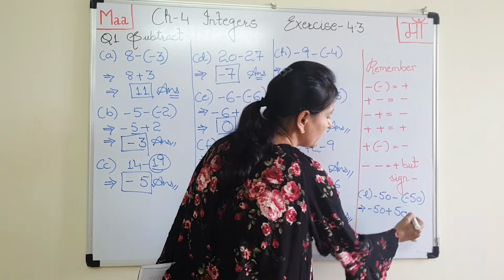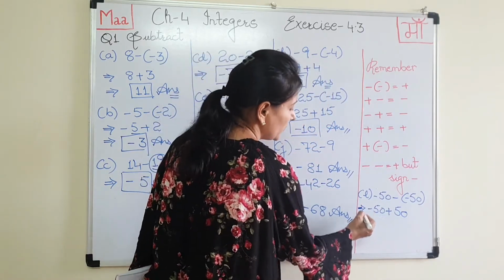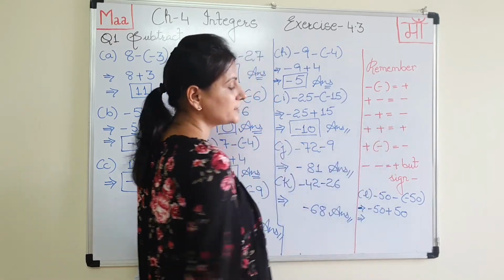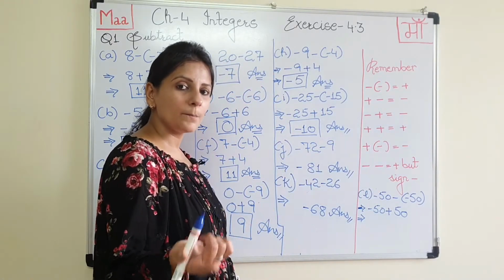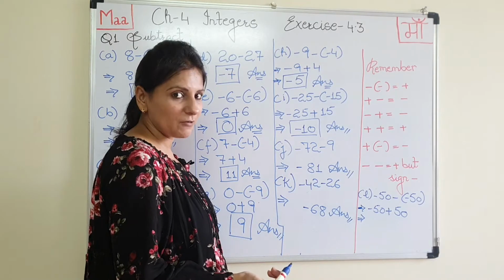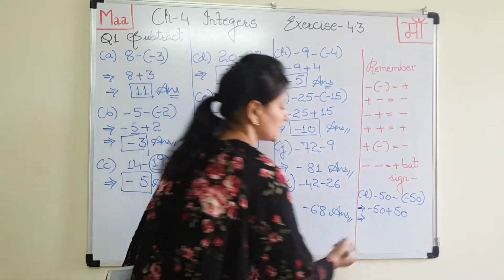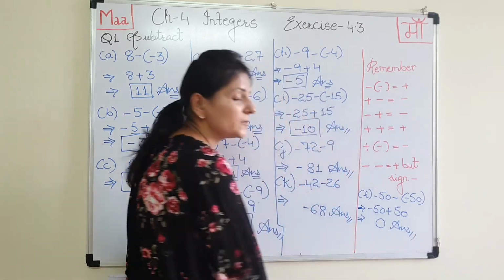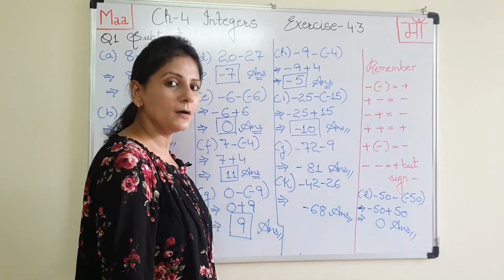Okay, now here see the sign here. Now it is minus and plus. One sign is minus and other sign is plus. So minus plus is minus. So 50 minus 50 will give you what? It will give you, yes, it will give you 0 answer, because no sign comes with 0. So it will only be the answer.